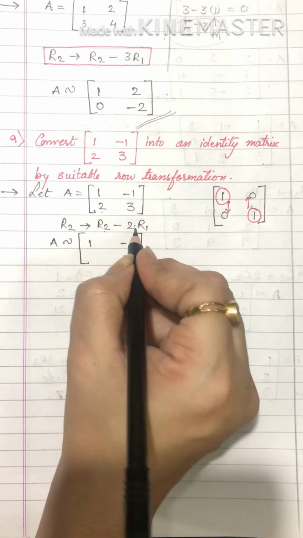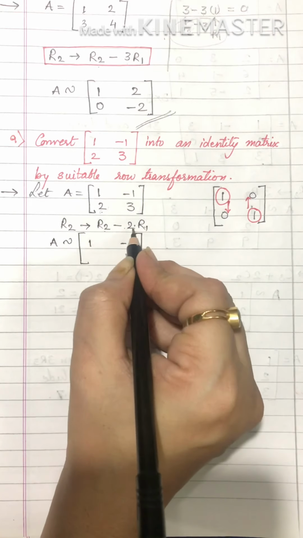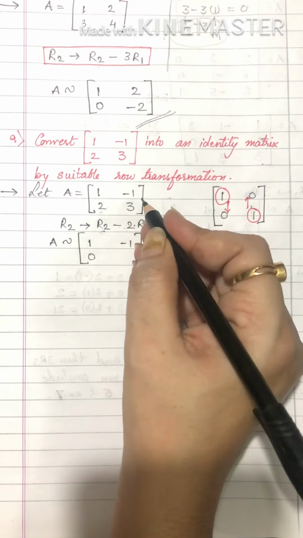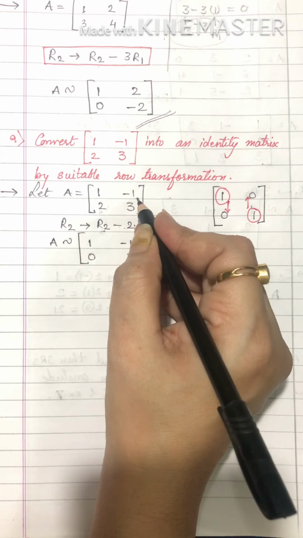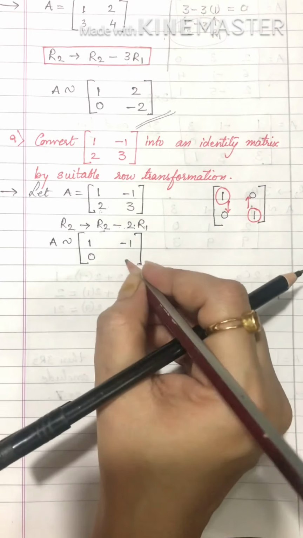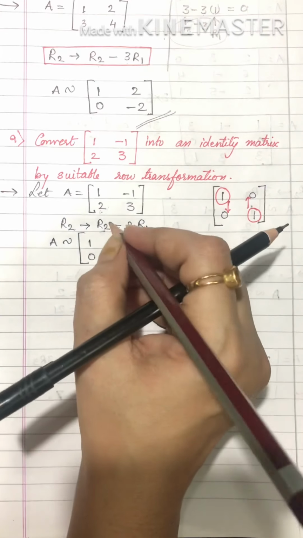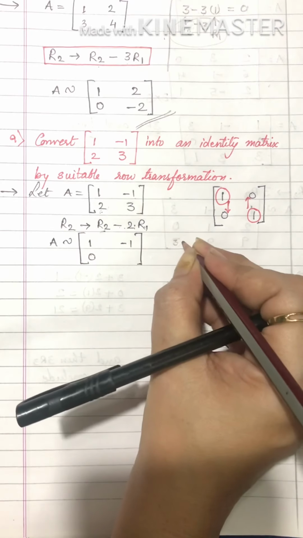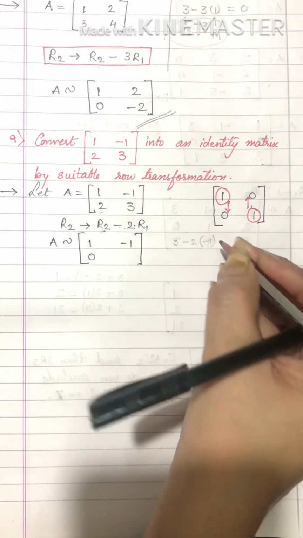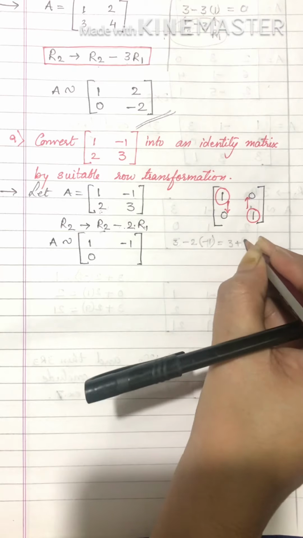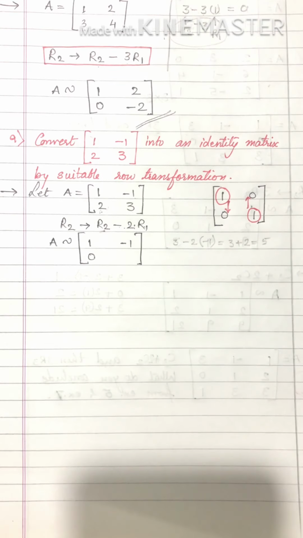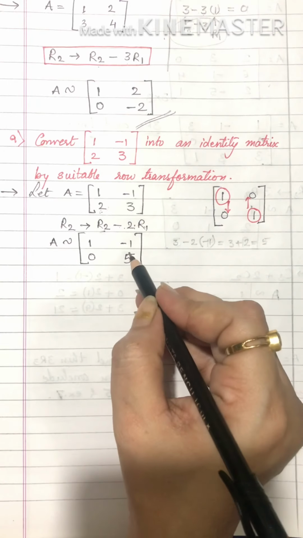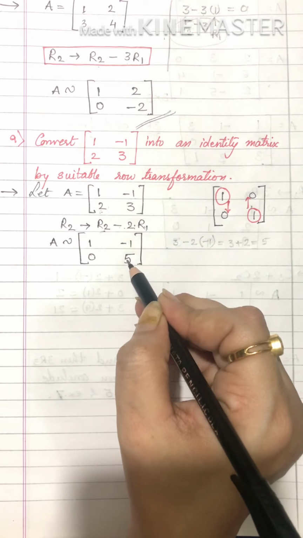Here R2 minus 2R1: in R2 we have 2 minus 2 into 1, so 2 minus 2 gives you 0. Then 3 minus 2 into minus 1. In case you're having any doubt about what the answer will be, just write it down or work it out in the rough column. Here we have 3 minus 2 into minus 1, so that gives us 3 plus 2, that is 5. So we're getting 5 here. Next, this 5 is to be converted into 1.